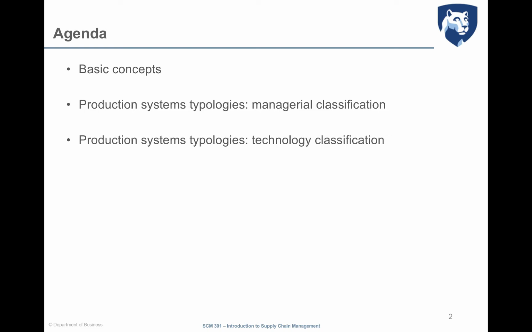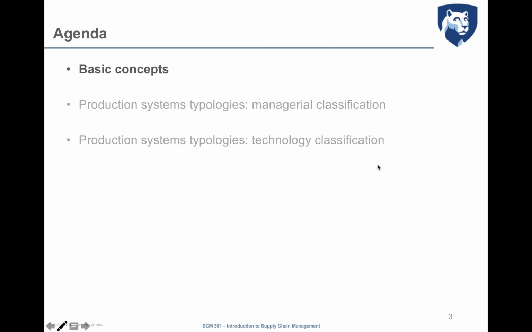These are the topics that we will address in this first class, in this first part. First we will start with some basic concepts related to the production system. Then we will start dealing with the production system characteristics, adopting a managerial perspective. So we will see how production systems can be classified according to a managerial view of this system, and then we will switch to a more technological perspective, and we will see the different production system typologies according to the different technologies that can be used to realize in practice this type of systems.